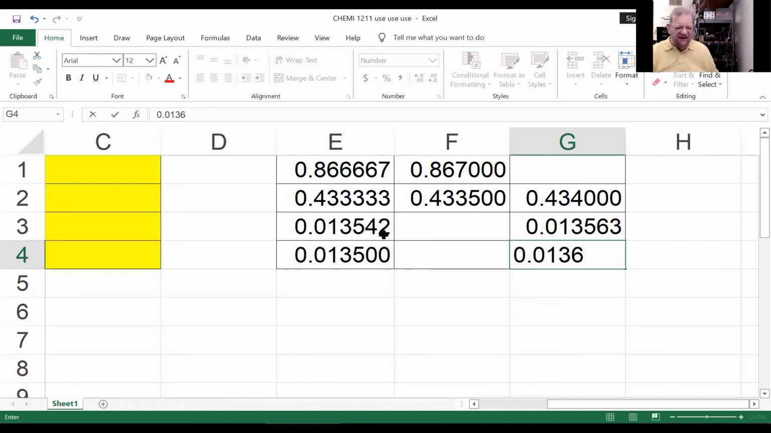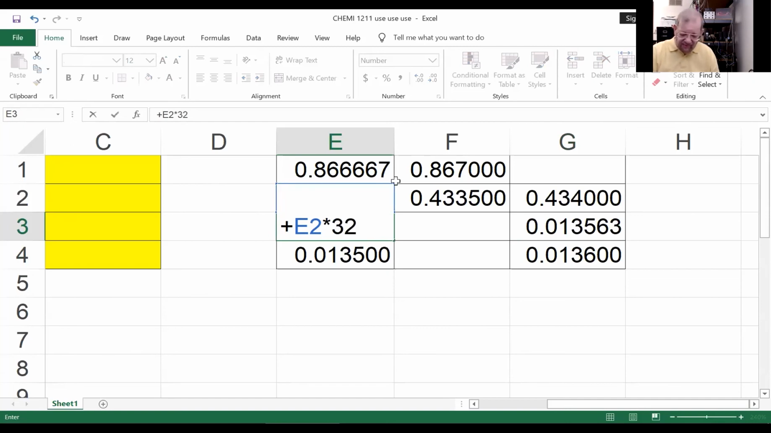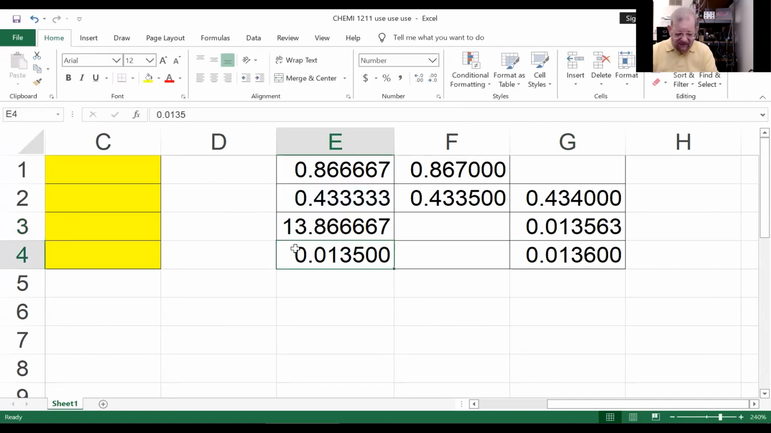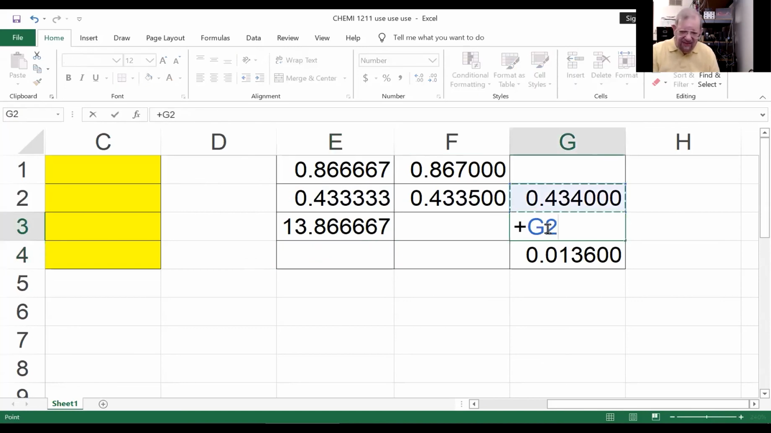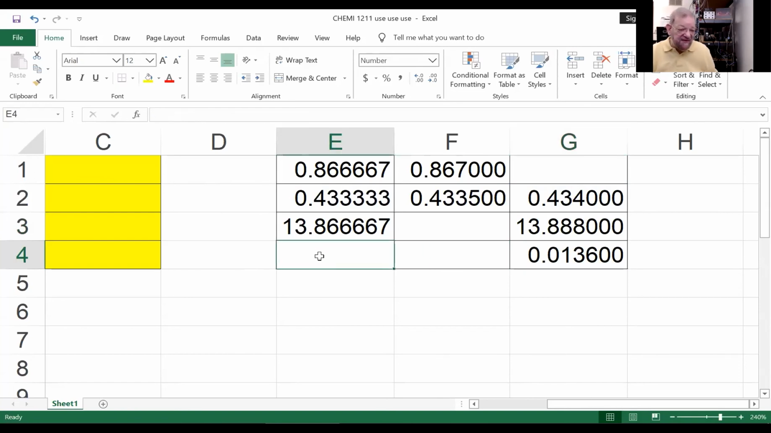Wait a second, did I divide? Yep, I should have multiplied. Sorry, I caught it. It looked like too small a number. Let me do this one. And if we round this off to 3 significant figures, it comes out the same.